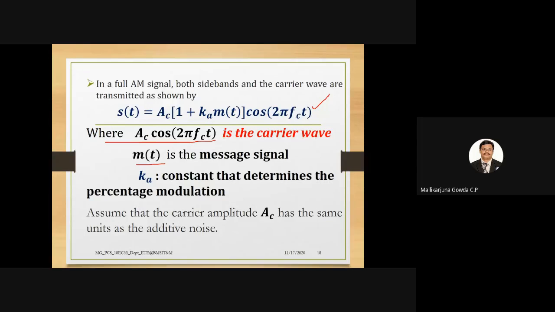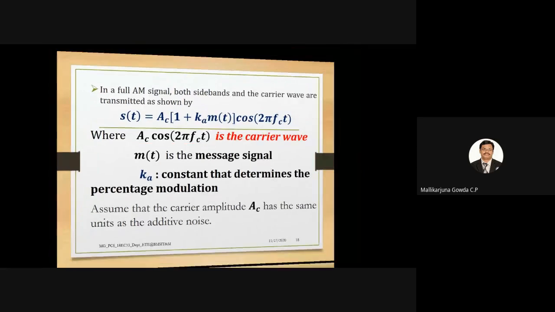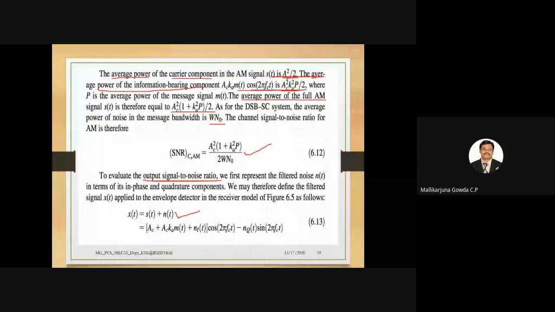What is n of t? I represent n of t in terms of in-phase and quadrature components, that is n_I of t cosine of 2 pi f_c t minus n_Q of t sine of 2 pi f_c t. That is what is written here. Since n_I of t cosine of 2 pi f_c t is common, I took n_I of t inside the bracket. So A_c plus A_c k_a m of t plus n_I of t, into cosine of 2 pi f_c t, minus n_Q of t into sine of 2 pi f_c t. Is this equation clear? This is the input to the envelope detector.